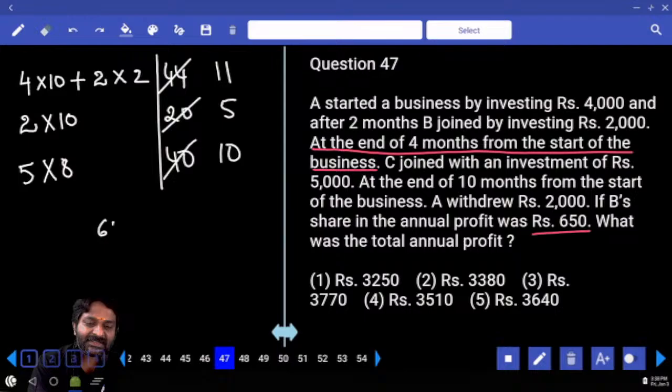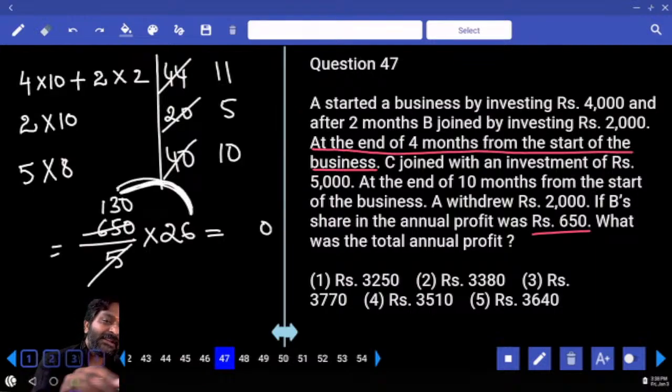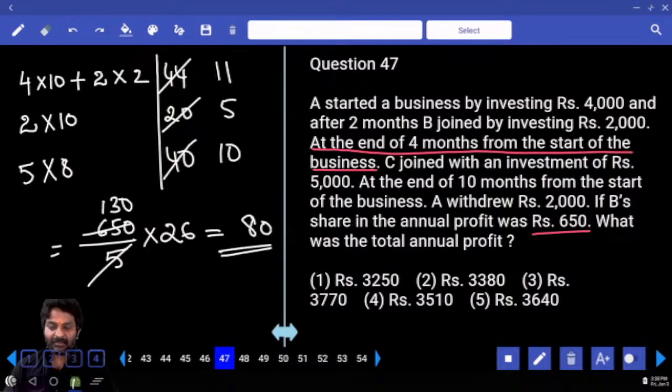650 is the amount received by B, which is equal to 5 parts. Total profit is equal to 26 parts. 15. 130 times, correct? There will be 1 0 because 130 has a 0. Next. 6 into 8. Sorry. 6 into 3. The answer should end with how many? 1. Done.